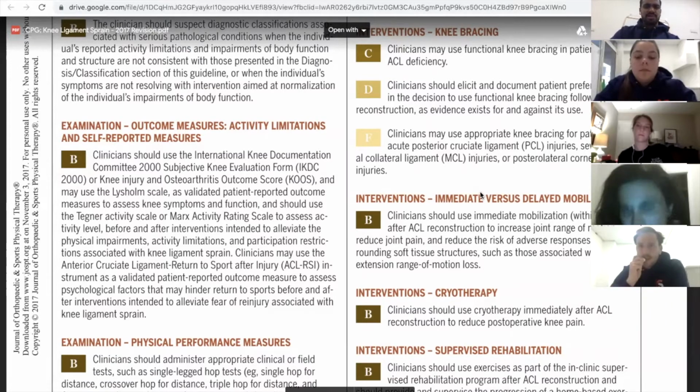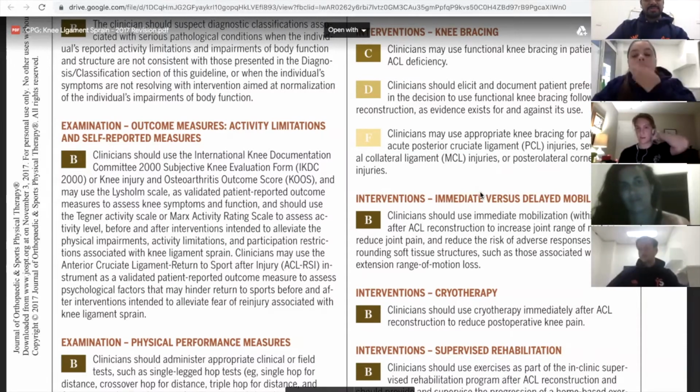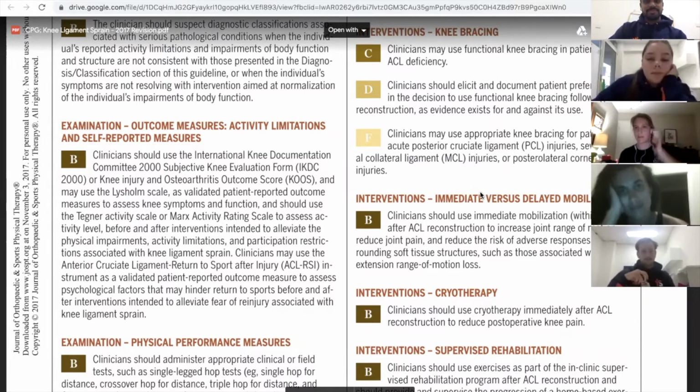I have thoughts on this, so I will talk last. Avi, you go first. You've seen a lot of knee people. Are we bracing in the States a lot? Well, I actually had to do a presentation for my prosthetic and orthotic class. My group had to do a presentation on knee bracing for ACL injury. What did you find?